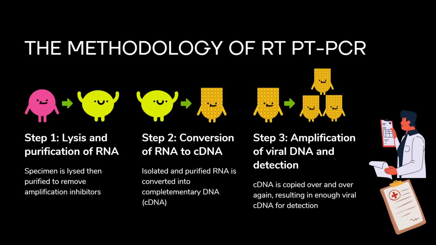In the case that the viral RNA is present, the primers facilitate reverse transcriptase to convert the RNA into complementary DNA. At this point, the complementary DNA can be copied over and over again, which is amplified through the facilitation of PCR steps and in the abundance of specific primers and the Taq DNA polymerase, which eventually results in enough viral complementary DNA for detection.